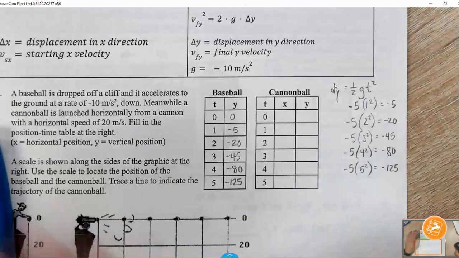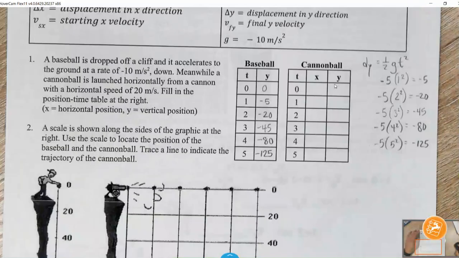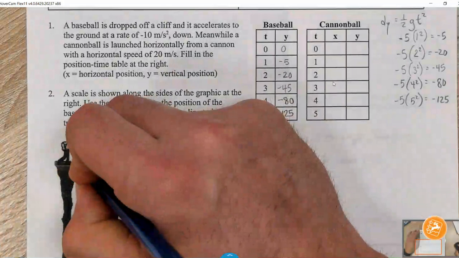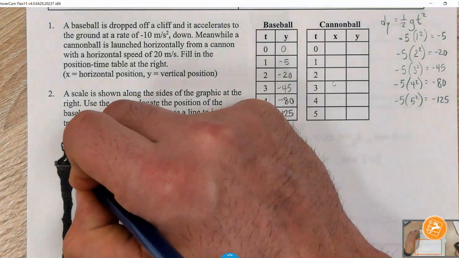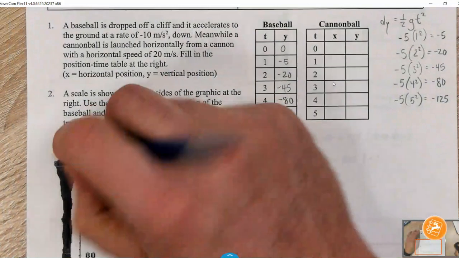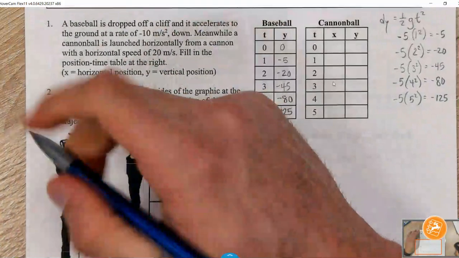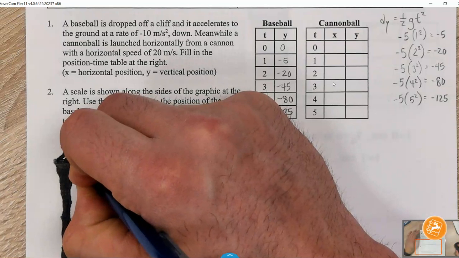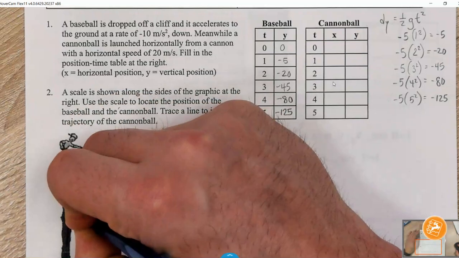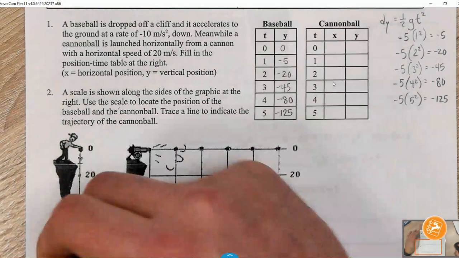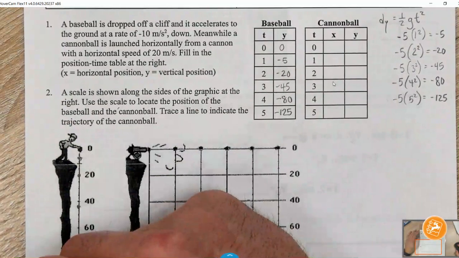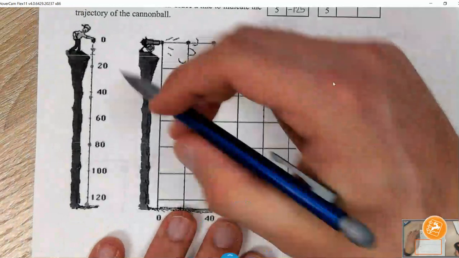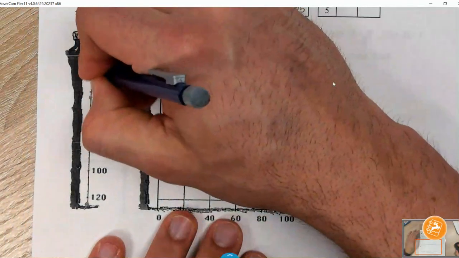So this would be negative 80, negative 125. And then they're going to tell you to try and trace these in. This is 5, 10, 15, or something along those lines. There should be 4 little tick marks in between. That's 10. This is 5. So the ball would be there, then at negative 20, negative 45, negative 80, and then negative 125, if we were to draw those paths in.